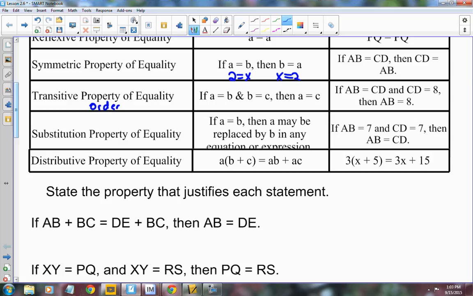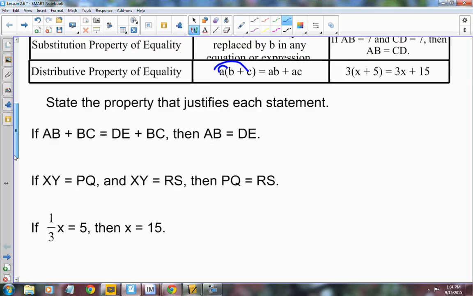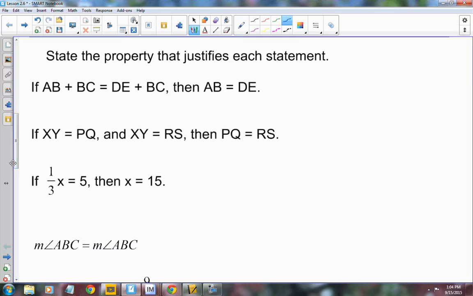And then we have the distributive property. If you have A times the quantity B plus C, you distribute A times B plus A times C. So over here, if you've got 3 times the quantity x plus 5, that's 3x plus 15. Okay, because you distribute. Okay, so we're going to look at these properties, and we're going to identify them.